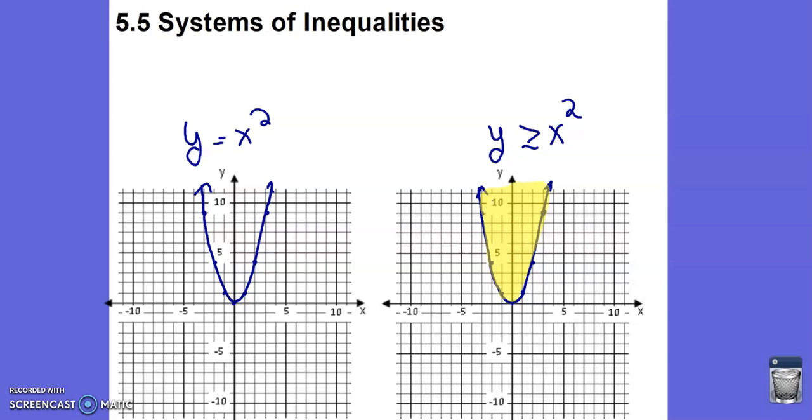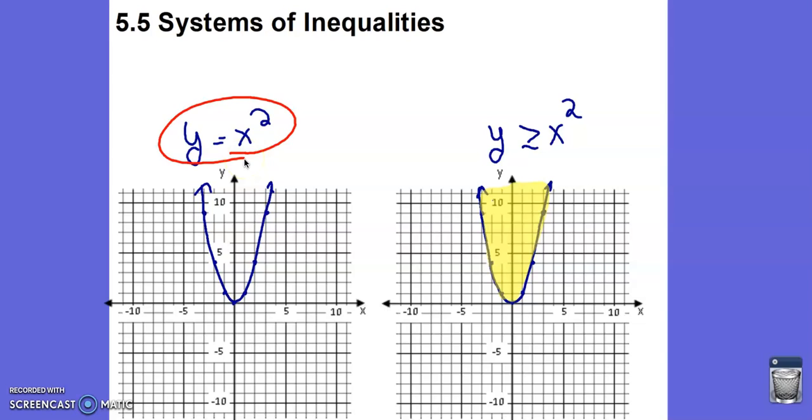This is 5.5 Systems of Inequalities. So let me remind you, before we get to a system of inequalities, let me remind you of a few things about graphing just plain inequalities. So here I have y equals x squared, and I just graphed a parabola.